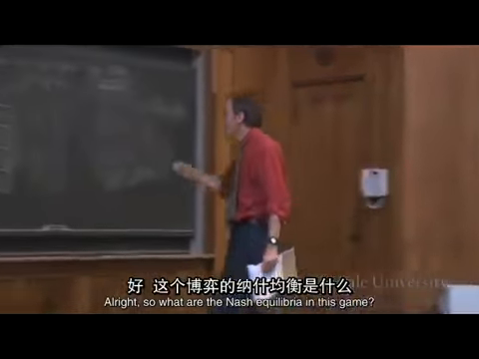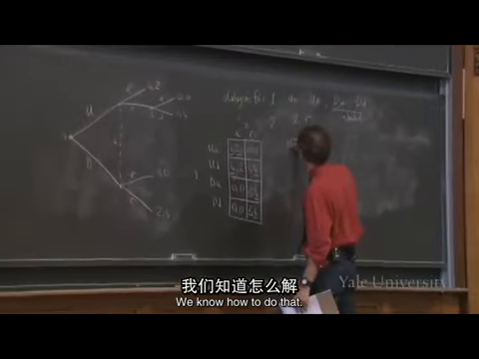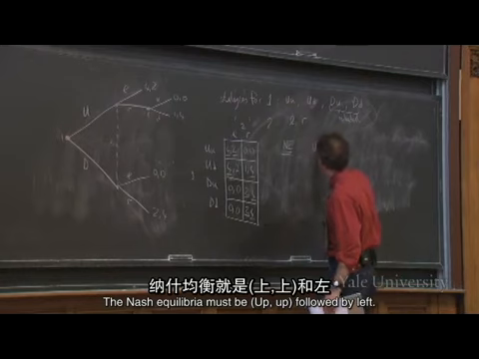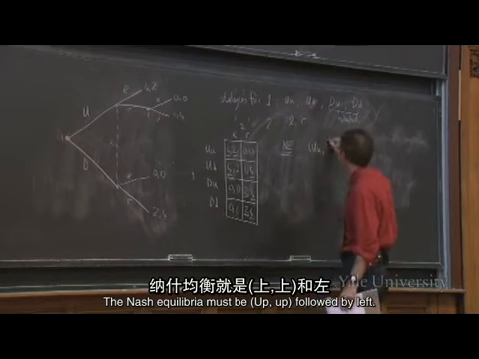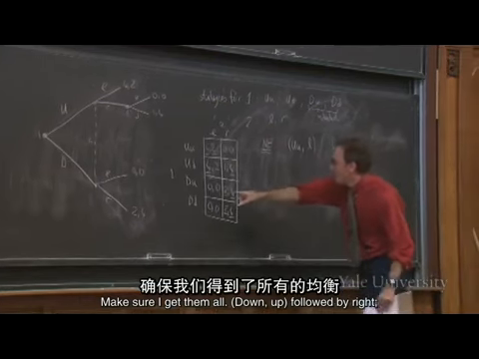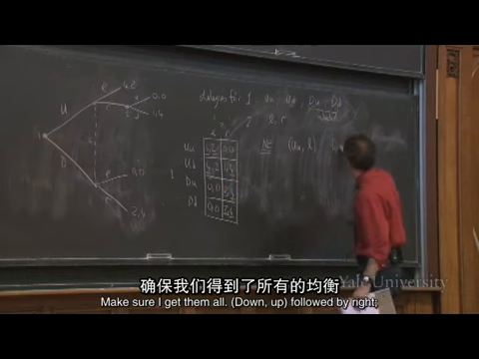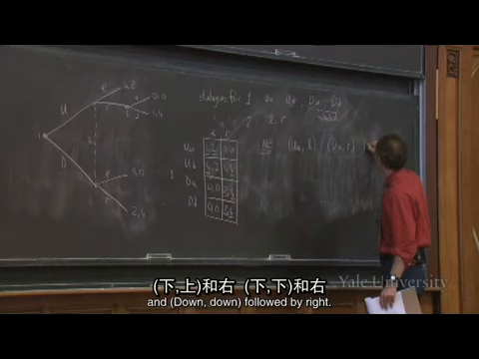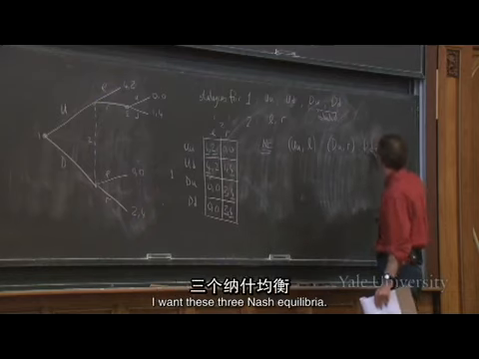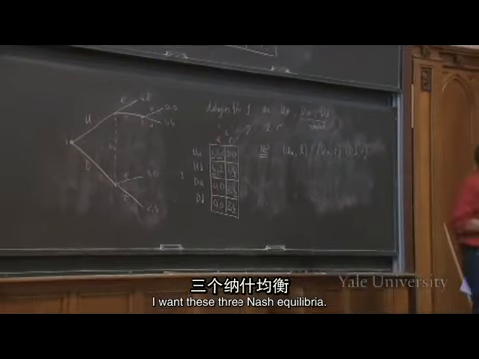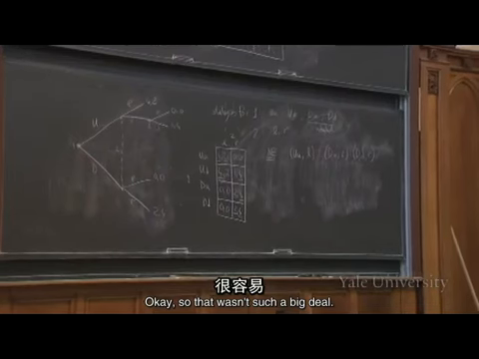So what are the Nash equilibria in this game? We know how to do that. The Nash equilibria must be up, up, followed by left. Down, up, followed by right. And down, down, followed by right. I want these 3 Nash equilibria. That wasn't such a big deal.